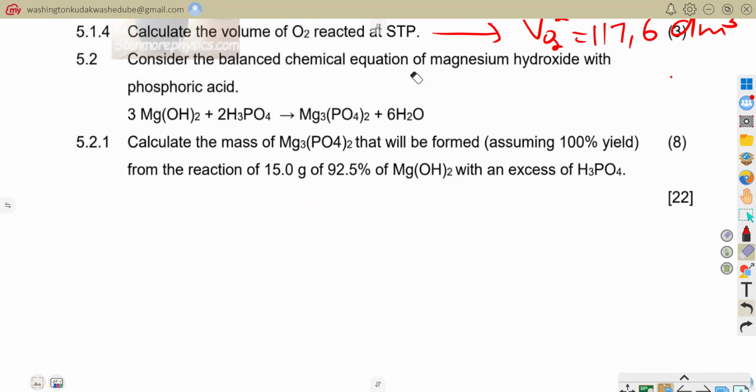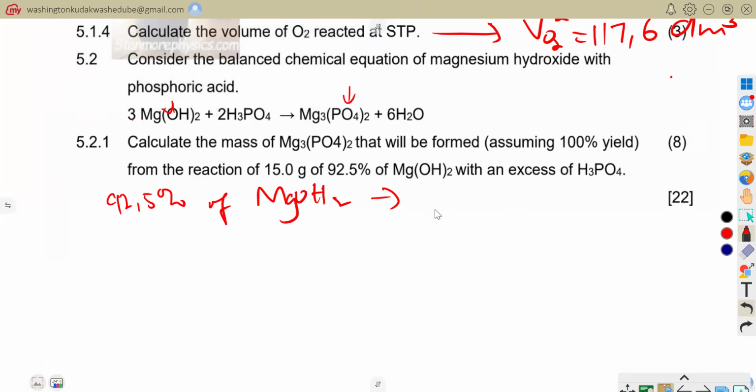Now consider the balanced chemical equation of magnesium hydroxide with phosphoric acid. 3 magnesium hydroxide plus phosphoric acid. So you need 3 moles to react with 2 moles to form 1 mole and 6 moles of water. Calculate the mass of magnesium phosphate that will be formed assuming 100% yield from the reaction of 15 grams of 92.5% magnesium hydroxide.